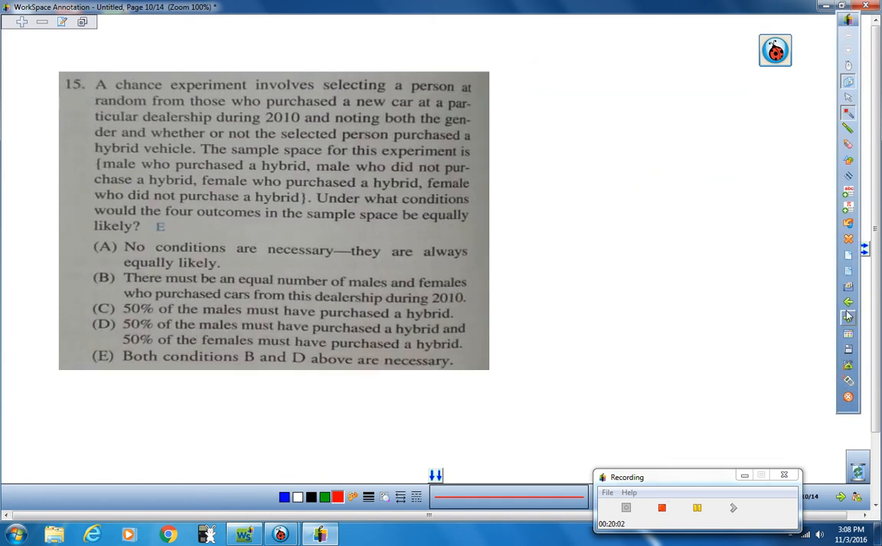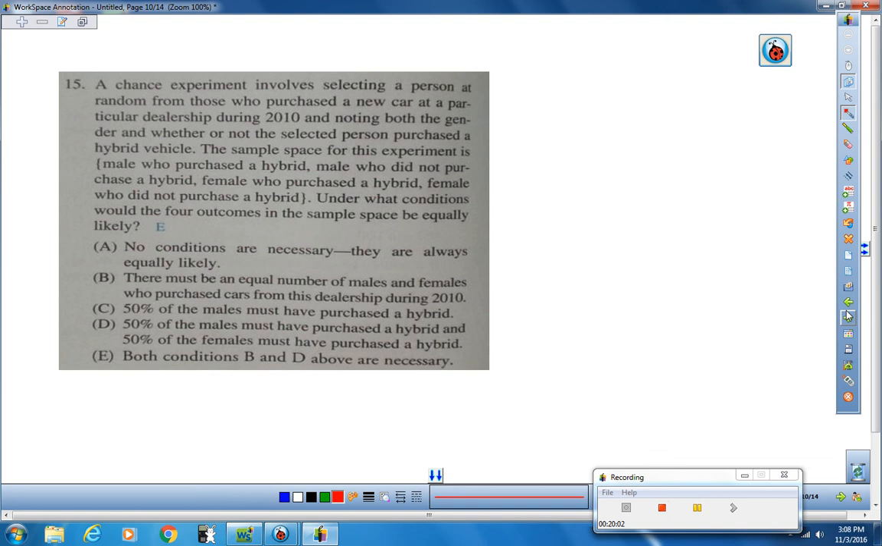15. A chance experiment involves selecting a person at random from those who purchased a new car at a particular dealership, and noting both the gender and whether or not the person purchased a hybrid vehicle. The sample space for this experiment is male who purchased a hybrid, male who did not purchase a hybrid, female who purchased a hybrid, and female who did not purchase a hybrid. Under what conditions would the 4 outcomes in the sample space be equally likely?